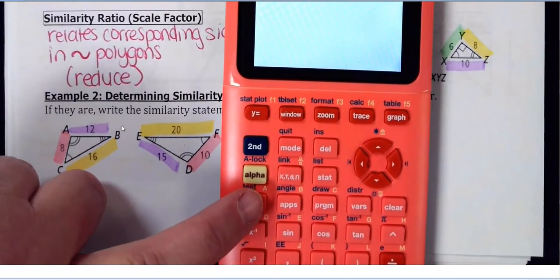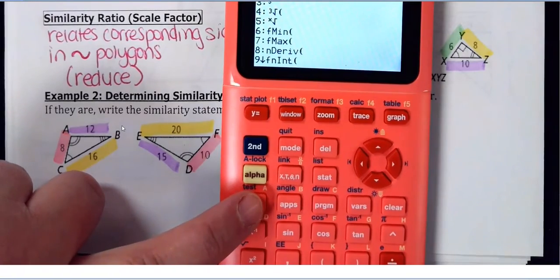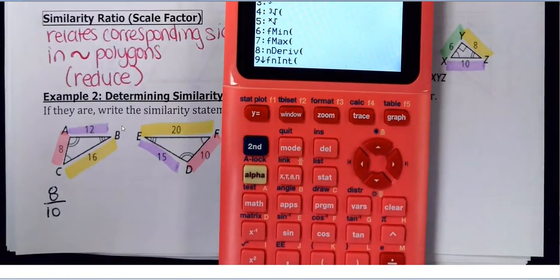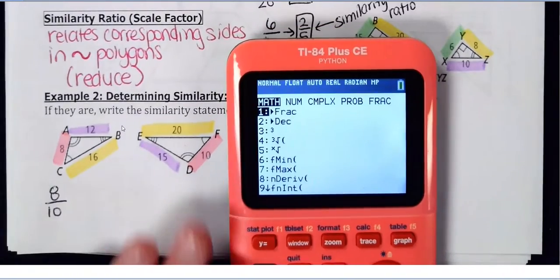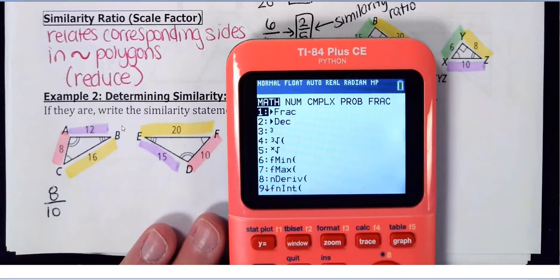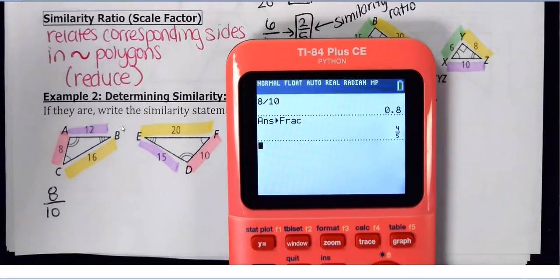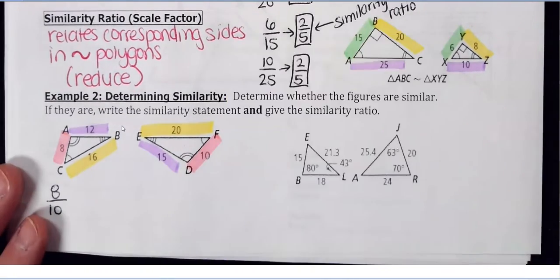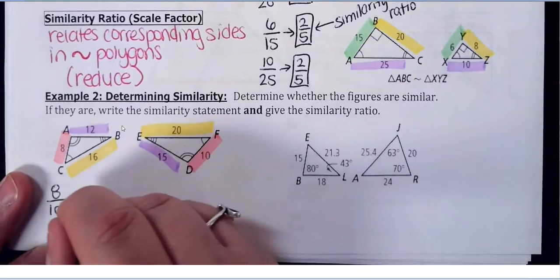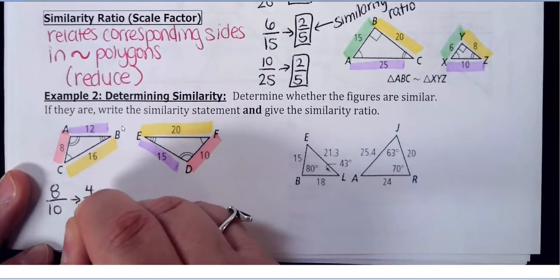It says math. If you hit math, and then that very first thing will convert this into a fraction on the screen, it looks like this. Just hit enter twice, and it'll convert it to a fraction in lowest terms for you. So this is 4/5. Or you could do it by hand. It's up to you. Both of those numbers are divisible by 2.